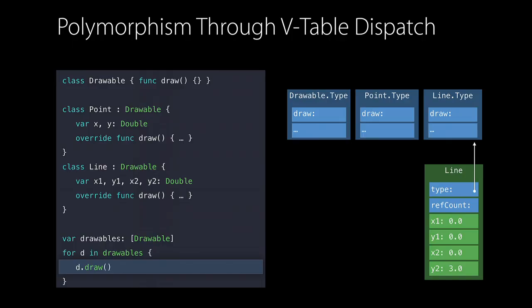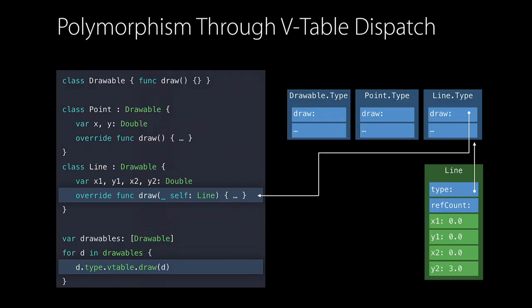And so when we go and call draw, what the compiler actually generates on our behalf is a lookup through the type to something called the virtual method table on the type in static memory, which contains a pointer to the correct implementation to execute. And so if we change this d.draw to what the compiler is doing on our behalf, we see it's actually looking up through the virtual method table to find the correct draw implementation to execute. And then it passes the actual instance as the implicit self parameter.